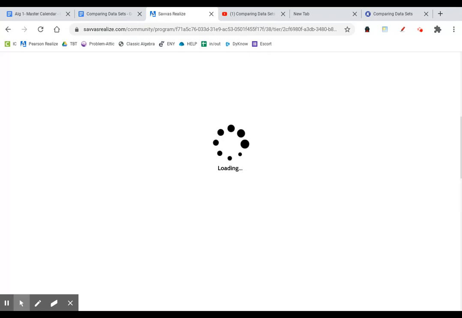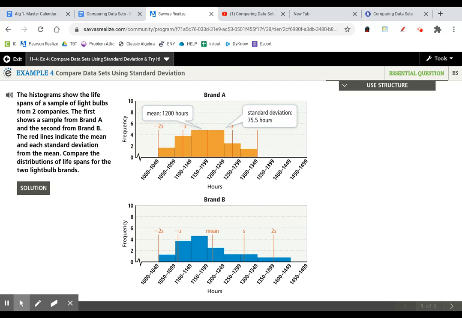I think we have this one here. It says this histogram shows the lifespan sample of light bulbs from 2 companies. So we have company, it looks like brand A, brand B. It says the first shows a sample from brand A and the second from brand B. The red lines indicate the mean and each standard deviation from the mean. So we have the mean right here, there, and there. And then it looks like it's showing us the first standard deviation, the second standard deviation, and the same thing up above. First standard deviation, second standard deviation there.